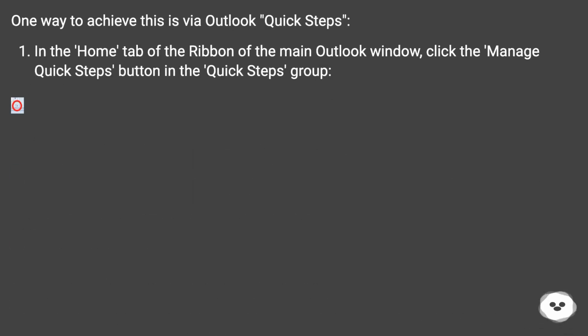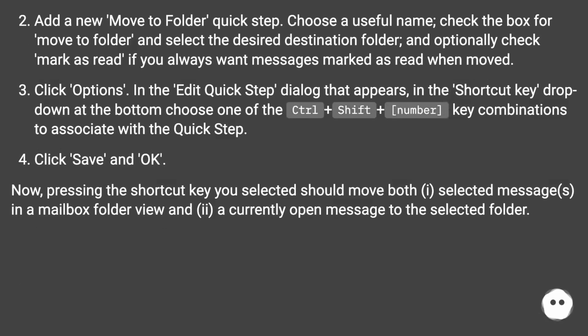One way to achieve this is via Outlook Quick Steps. In the Home tab of the ribbon of the main Outlook window, click the Manage Quick Steps button in the Quick Steps group. Add a new Move to Folder quick step. Choose a useful name, check the box for Move to Folder and select the desired destination folder, and optionally check Mark as Read if you always want messages marked as read when moved.